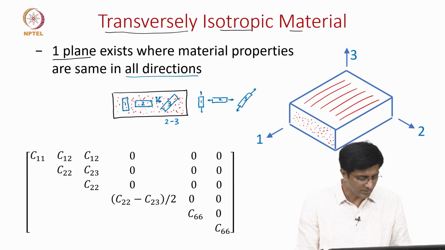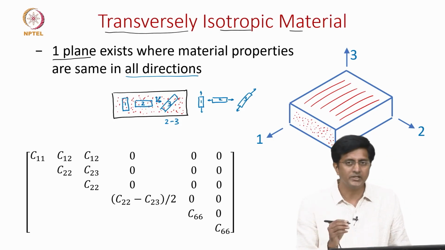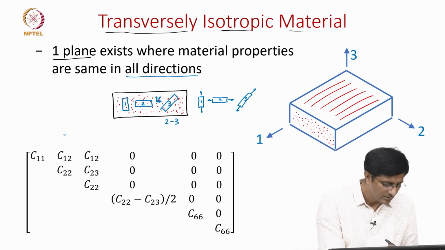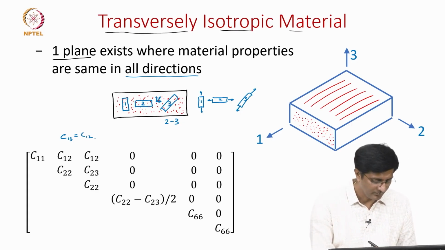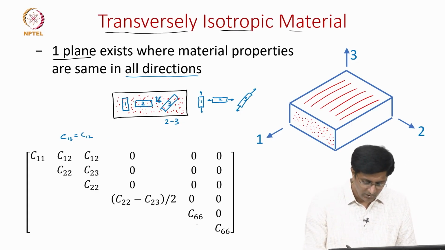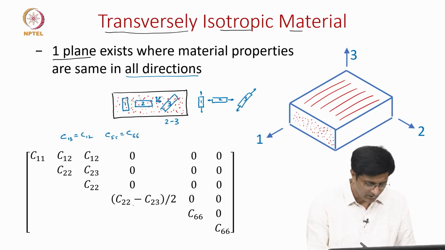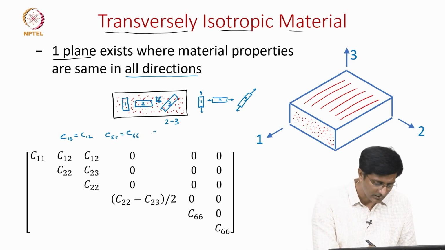Here we will notice that the directions 2 and 3 are immaterial, meaning both will have the same properties. For example, what we see here is C13 is replaced with C12. Similarly, here we have noticed the C55 is replaced with C66, and we also notice that C44 can again be written in terms of C22 and C23.